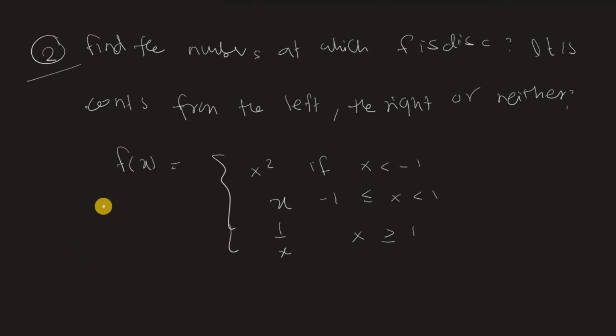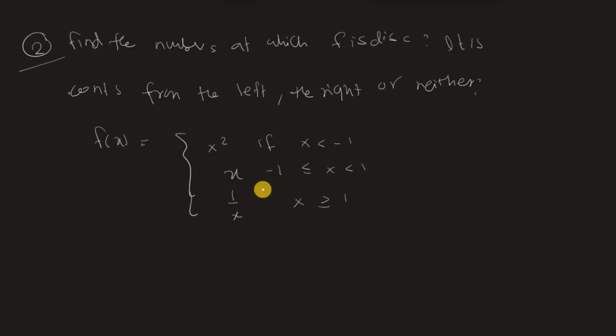Alright, so this is the second question that we have, where it says to find the numbers at which the function is discontinuous. It is continuous from the left, the right, or neither. Okay, and this is the function that we are given over here. Check for -1.